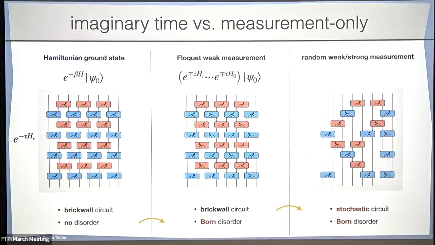I think I asked this in the previous talk, but I forgot, it's a rotation or it's a measurement? Because what you were showing before was that it was a rotation.